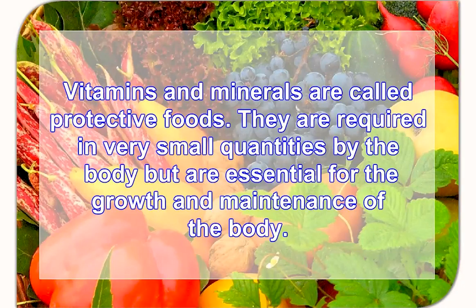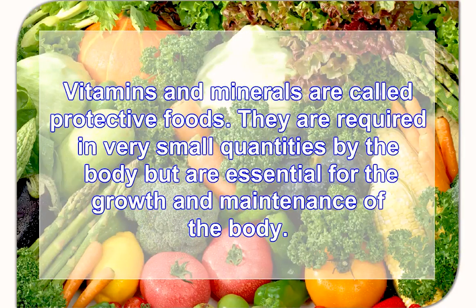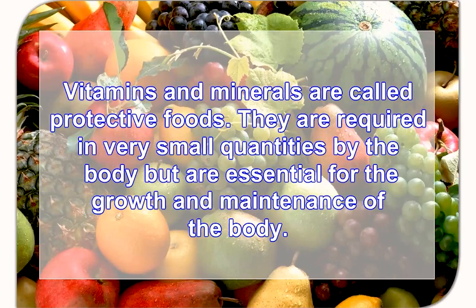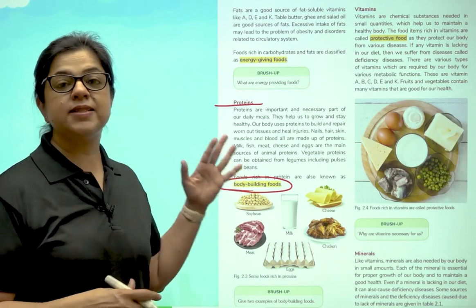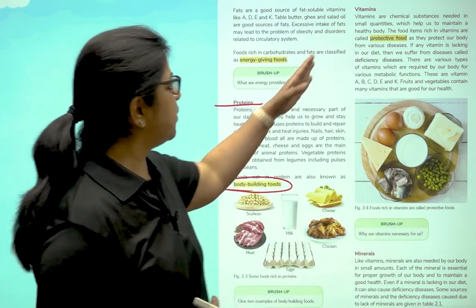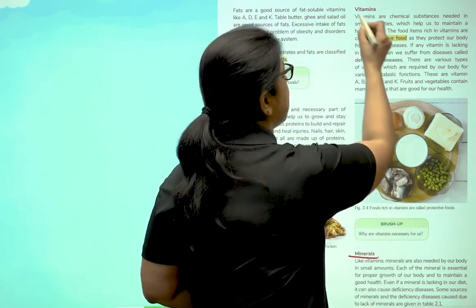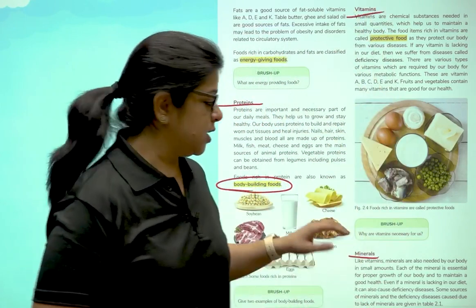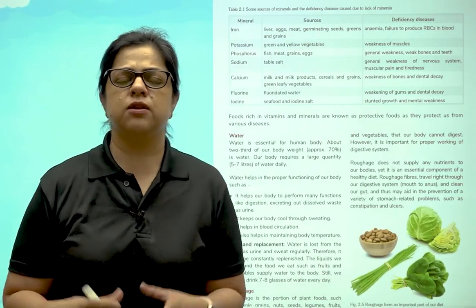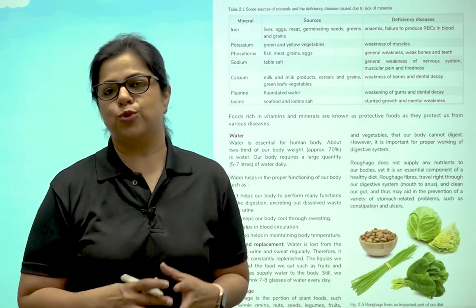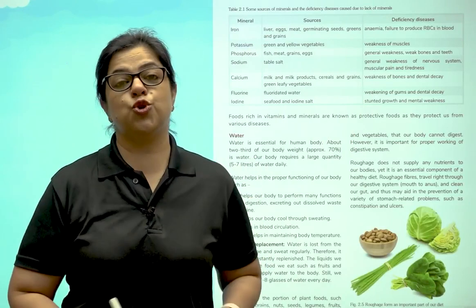Vitamins and minerals are called protective foods. They are required in very small quantities by the body but are essential for the growth and maintenance of the body. So, through the video, we understood that proteins are bodybuilding food and vitamins and minerals are protective foods. So, we now understand why we need to take a lot of protein, a lot of vegetables, a lot of fruits so that we remain strong.